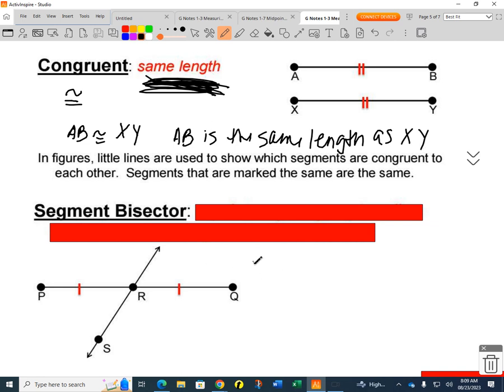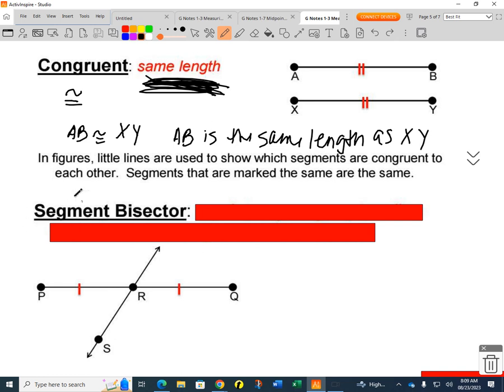Any questions about what the word congruent means? So if I had, don't write this, 3 marks here and 2 marks here, now I know that they're not congruent, right? I don't necessarily know that AB is longer than XY. I just know that they're not the same length. Does that make sense?